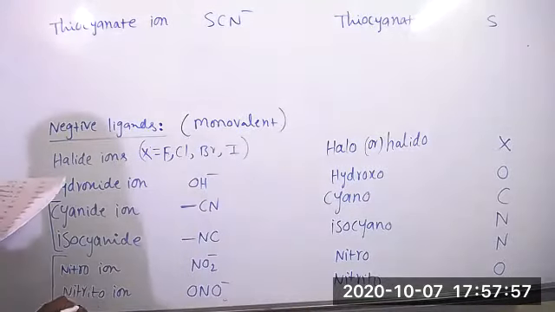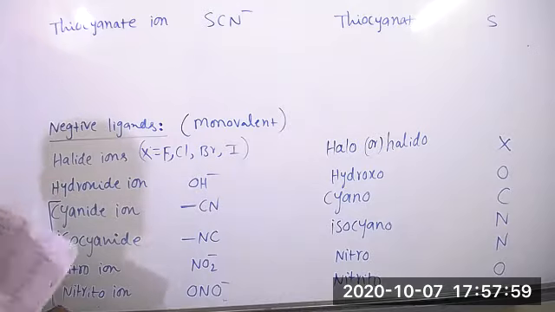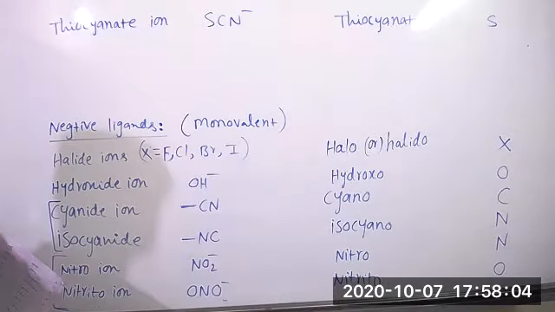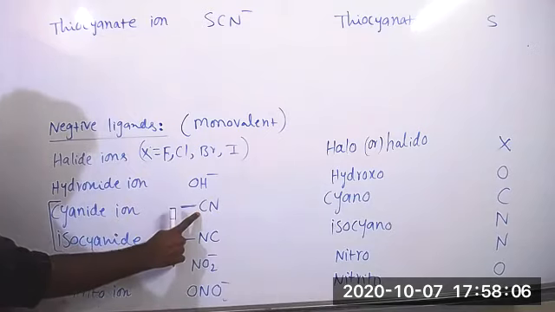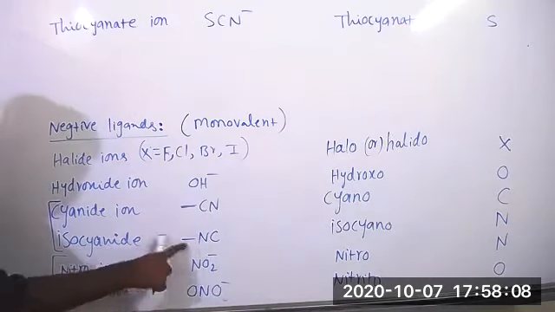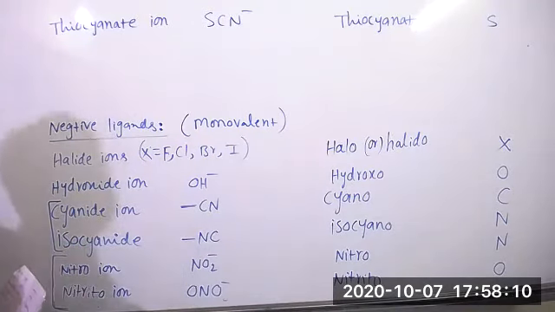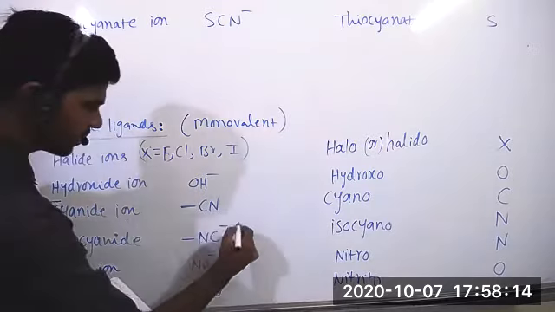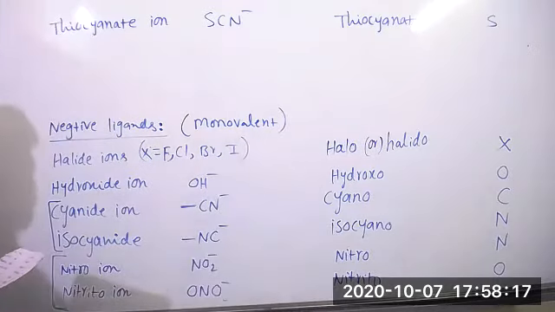Cyanide ion, carbon is linked, or in isocyanide, nitrogen is linked to central metal atom. But it's negative, so negative will not come. Yes, it having negative, minus. Keep minus.